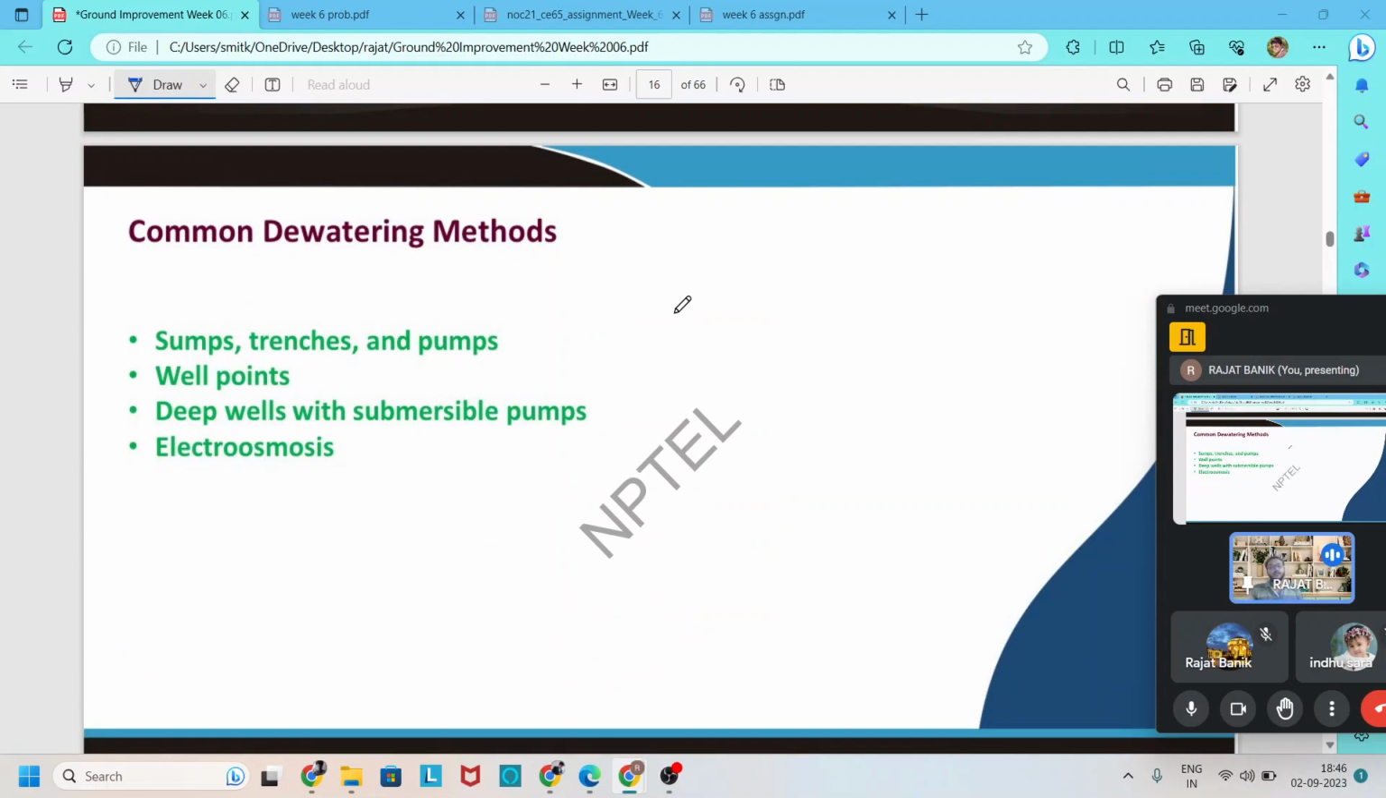Here, like the drainage technique, dewatering also happens in different ways. The first one is trenches and pumps arrangement, the way we dewater from the ground. Another one is well points. The third one is deep wells with submersible pumps. And the last one is electroosmosis. One by one, we will discuss these techniques.